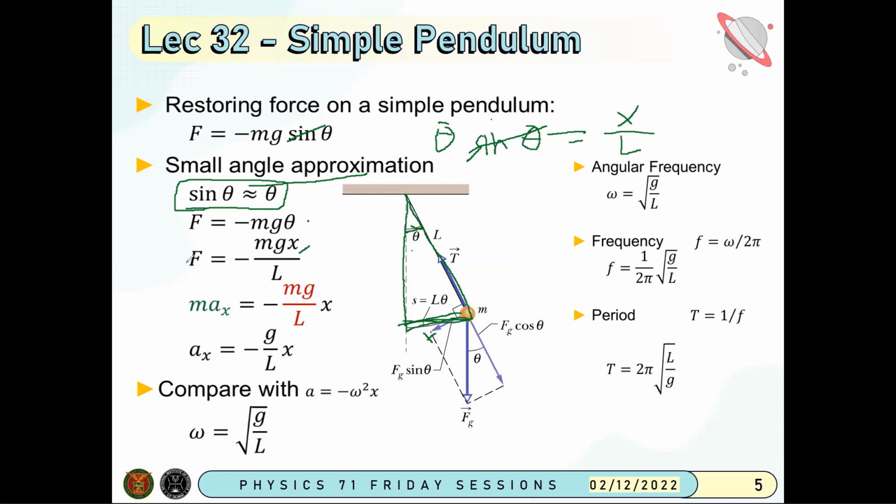And then, we use Newton's second law. So, F equals ma. Right? So, ma equals negative mg over L times x. So, magkakancel yung m. We get the acceleration to be negative g over L times x.